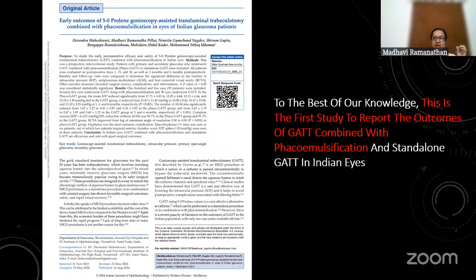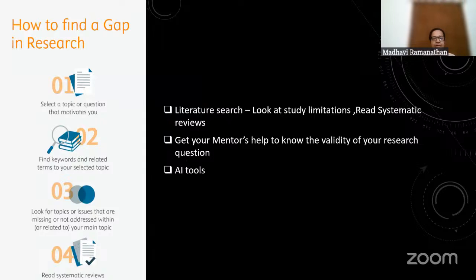In this study, we wanted to report the outcomes of GAT combined with phacoemulsification. This was published in the Indian Journal of Ophthalmology. By this time, GAT is already a standard known procedure. What is new in this research question is that it was done in Indian eyes, and that gives the context in the Indian Journal of Ophthalmology, and a comparison was made with standalone GAT as well.